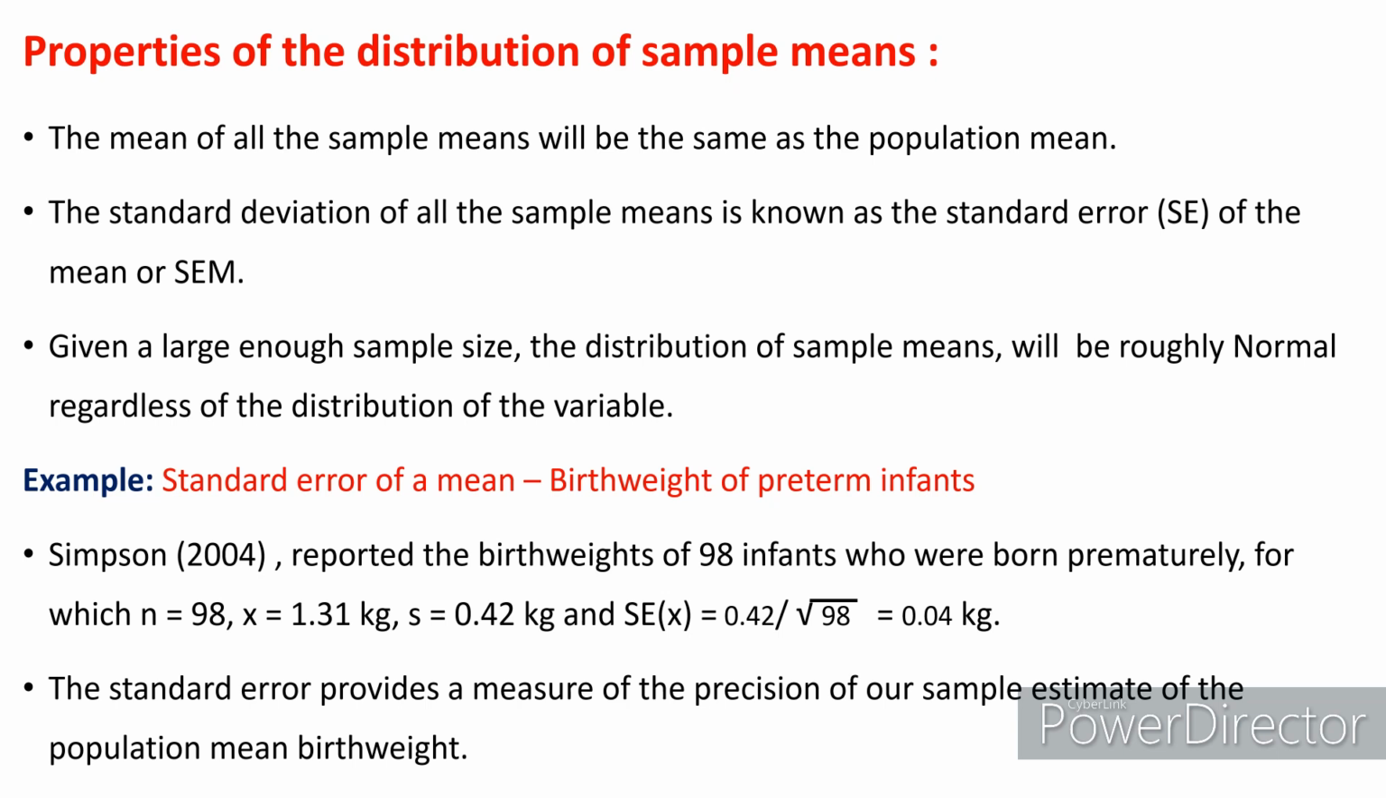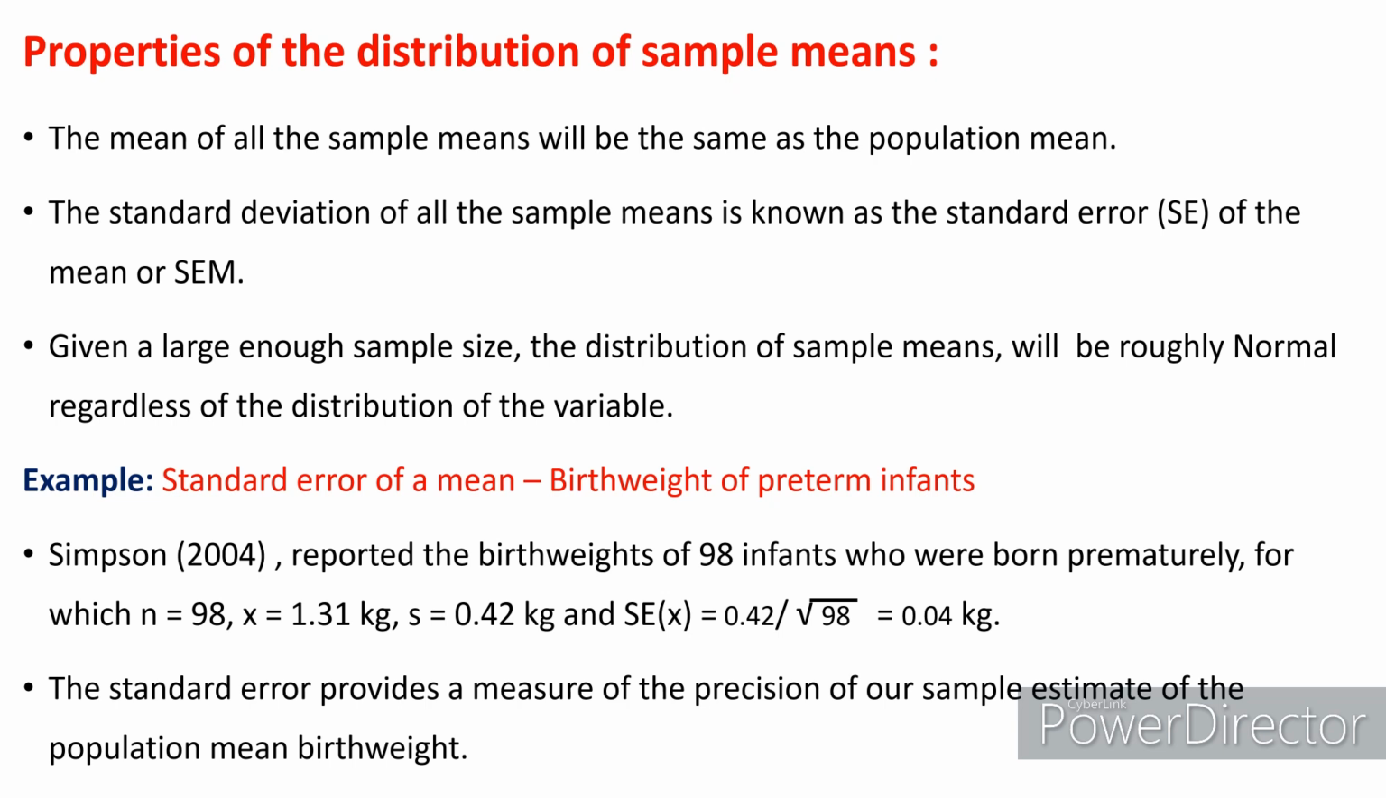The mean of all the sample means will be the same as the population mean. Okay. The standard deviation of all the sample means is known as the standard error of the mean or SEM. So now you understood what is that word standard error, right? Standard error is the standard deviation of all the sample means. Okay. Given a large enough sample size, the distribution of sample means will be roughly normal regardless of the distribution of the variable.